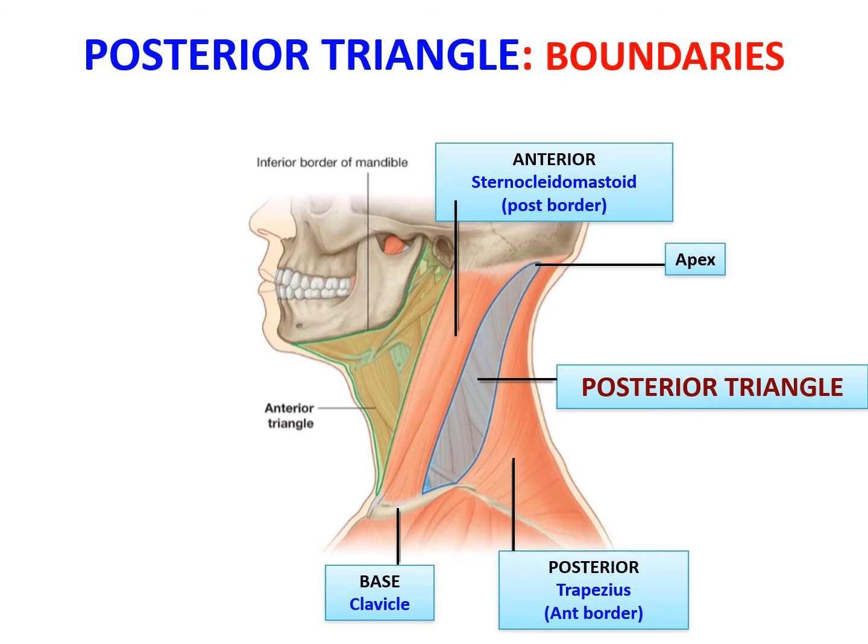Let us now begin with the posterior triangle of the neck. The posterior triangle, as I have told you, is a space on the side of the neck behind the sternocleidomastoid muscle. This posterior triangle is bounded anteriorly by the posterior border of the sternocleidomastoid muscle, posteriorly by the anterior border of the trapezius muscle. The inferior boundary or the base is formed by the middle 1/3 of the clavicle, whereas the apex lies on the superior nuchal line where the sternocleidomastoid and the trapezius muscles meet each other.